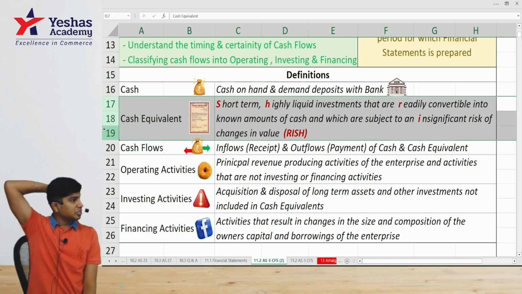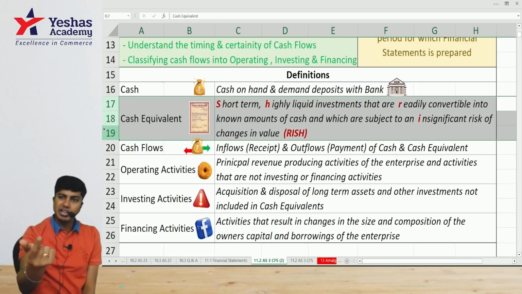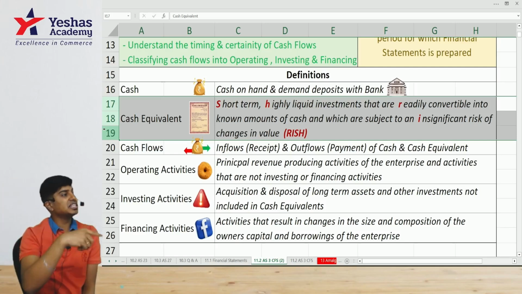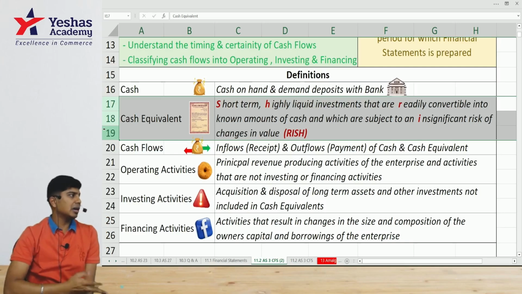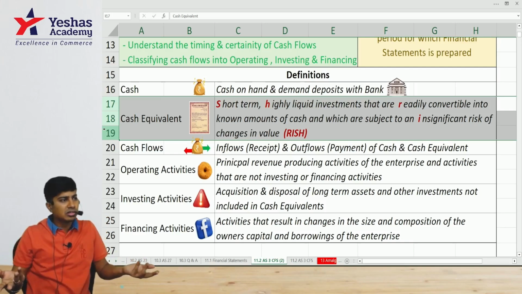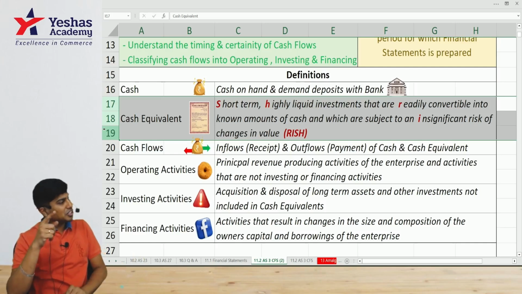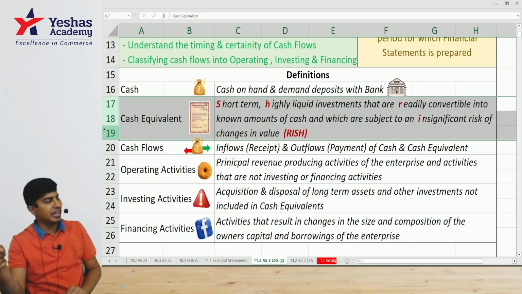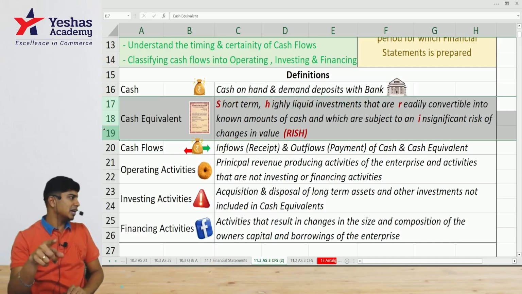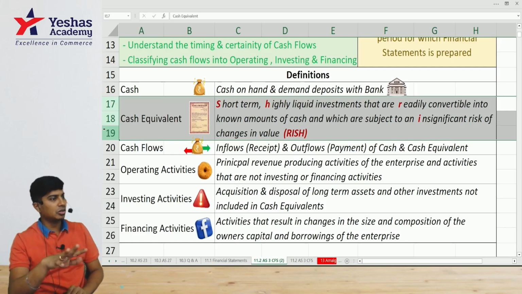Now, let's say I have some shares of a company. Can they be converted into cash? Yes, if listed. No, if not listed. If the company is not listed, where do I sell? I cannot sell. If it is listed, I can sell in the stock market. So if a company's share is listed, readily convertible. If not listed, not readily convertible. So is an unlisted share a cash equivalent? No. Is a listed share a cash equivalent? Can be.